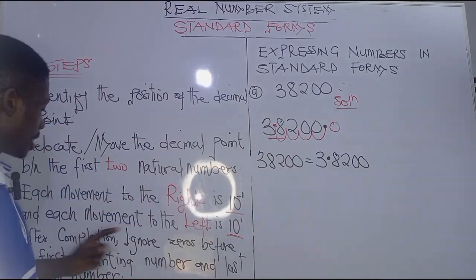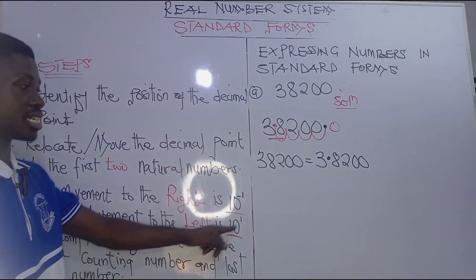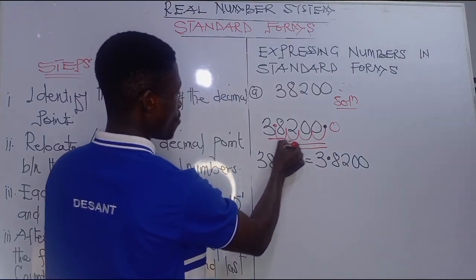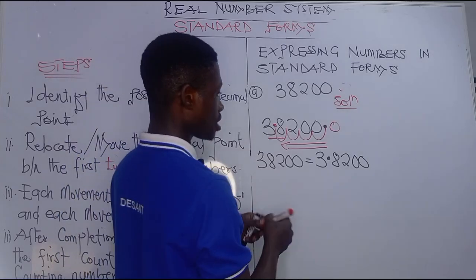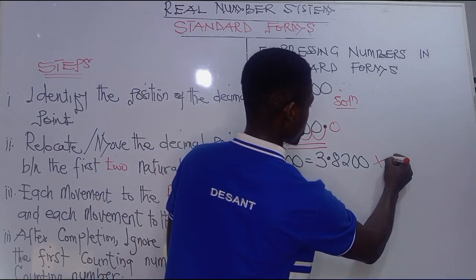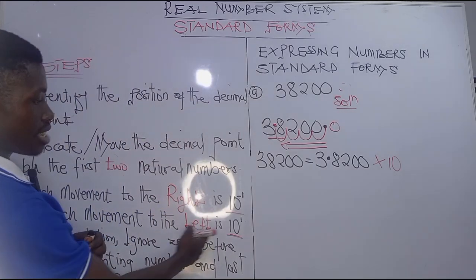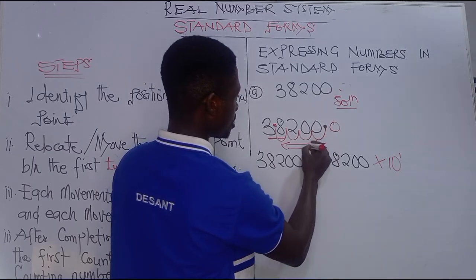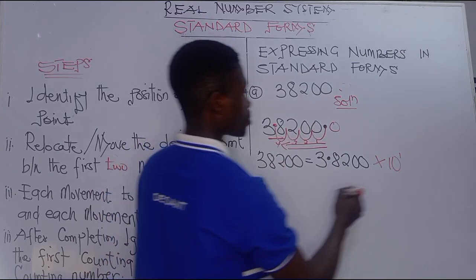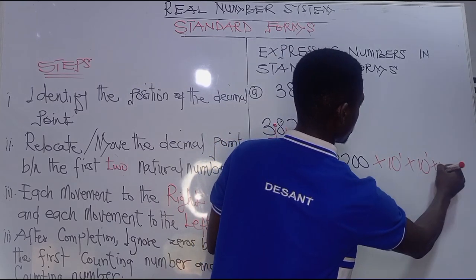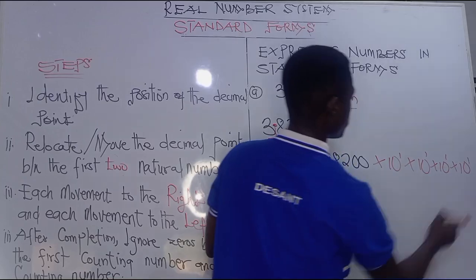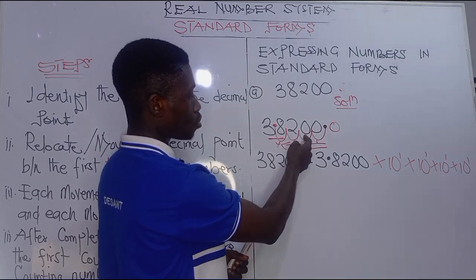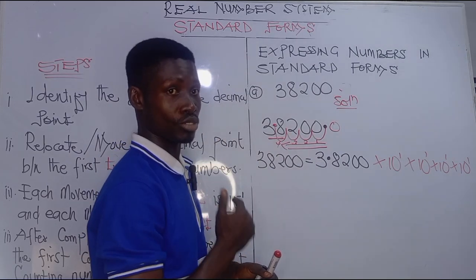Good. Now the third step says that each movement to the right is what? 10 power negative 1. And each movement to the left is what? 10 power 1. So you realize that our movement was to the left. So we are going to multiply this by what? 10 power 1 for each movement. We moved 1, 2, 3, and then 4. So we have times 10 power 1, times 10 power 1, times 10 power 1, times 10 power 1, because each movement is 10 power 1. And we moved 1, 2, 3, 4. I guess you are following.